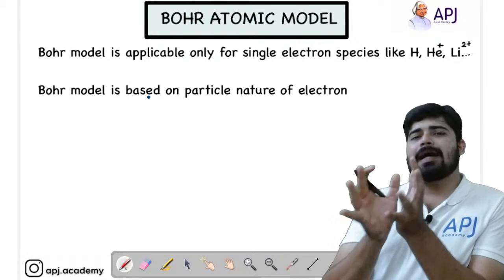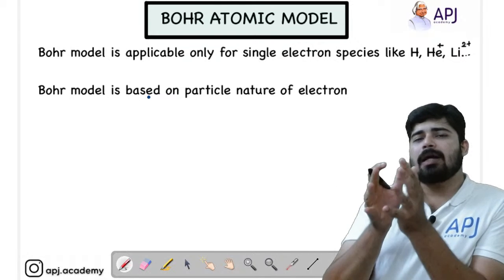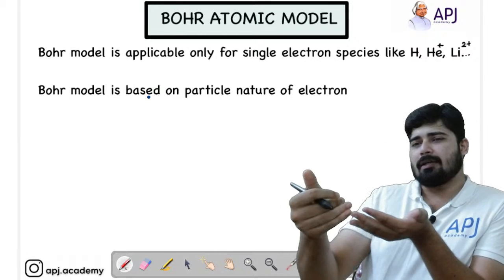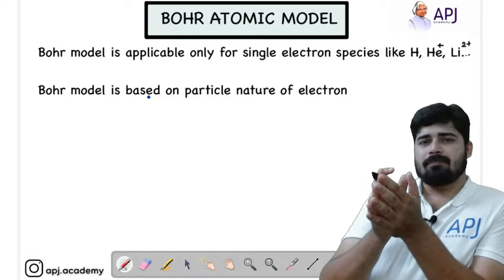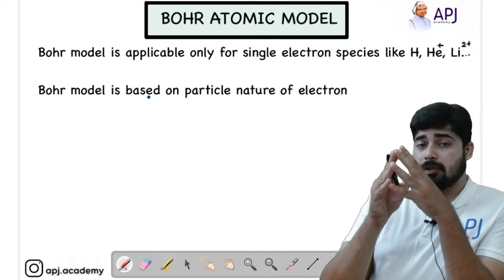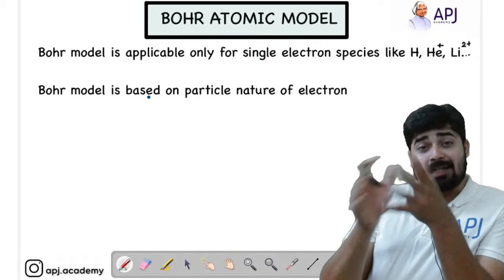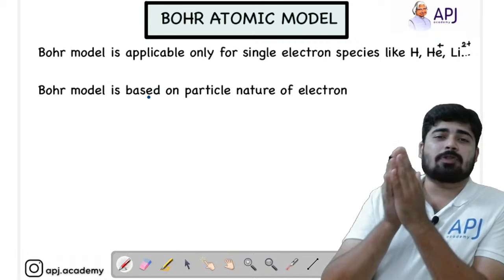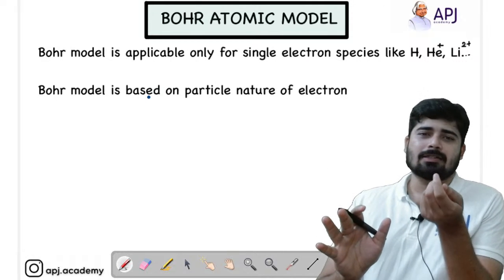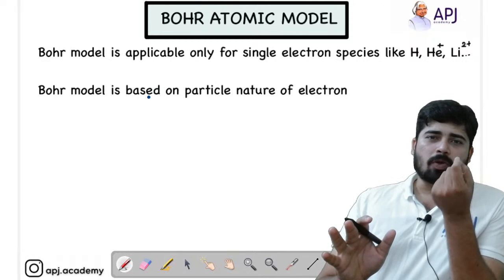Now, Bohr has given a proper explanation or description regarding the atom. We cannot say that what Bohr said is 100% correct. We can say that most of the things which Bohr told about an atom are correct. There are certain things which Bohr couldn't consider.